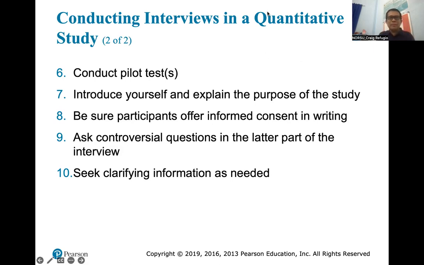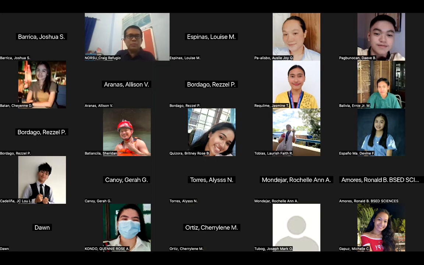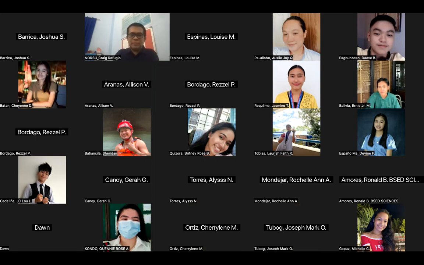Then be sure that participants offer informed consent in writing. So informed consent is actually very important when you do data collection, when you do interviews, and when you do the collection of data in terms of a questionnaire. So let me switch slide. I'm going to show a specific example of informed consent.